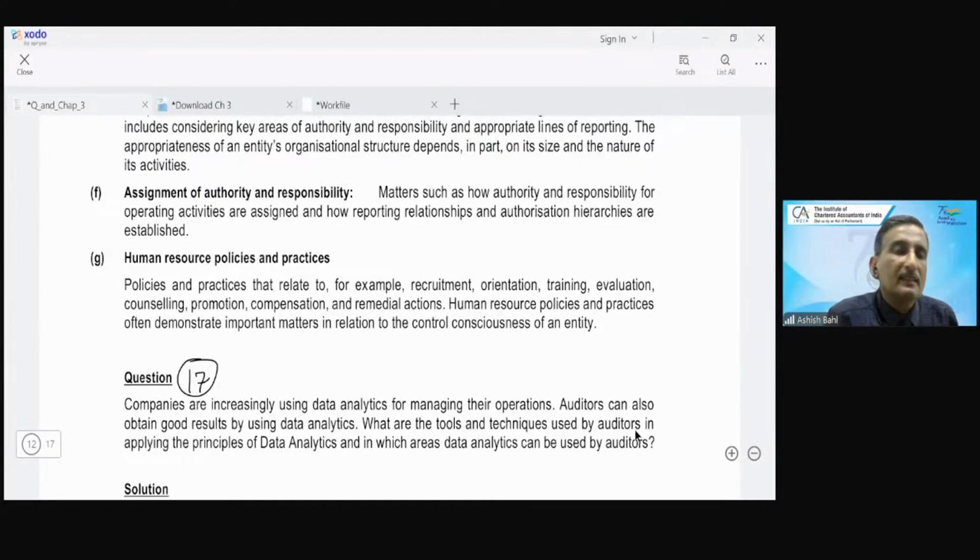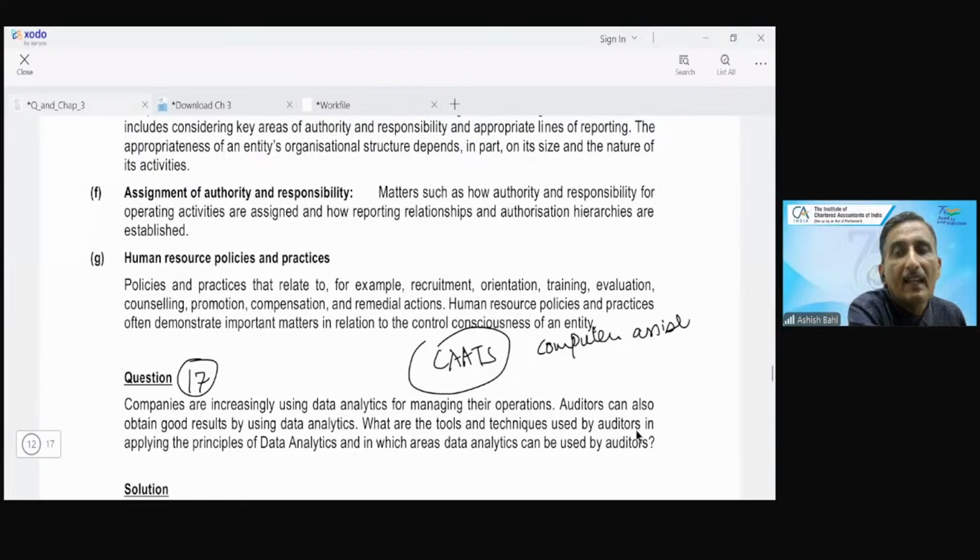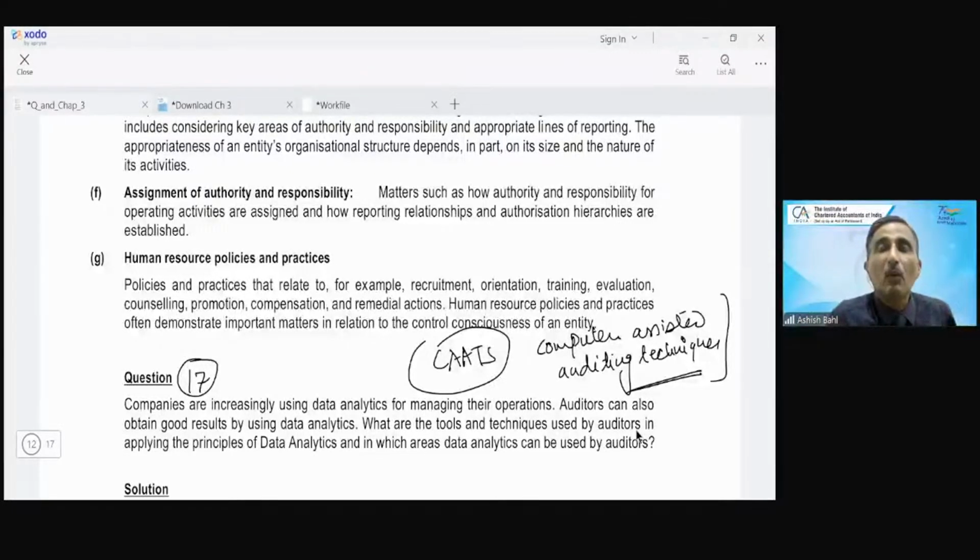So what is data analytics, students? Simple, as the name suggests, analysis of data for obtaining meaningful results. So auditors are using computer assisted auditing techniques, CATs, which apply the principle of data analytics, and these provide better results.